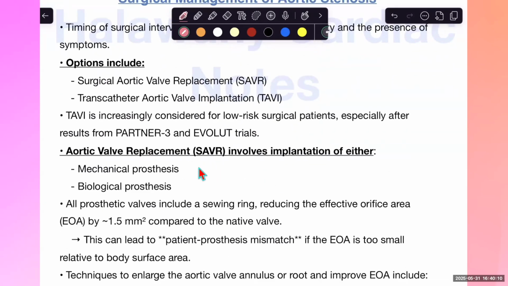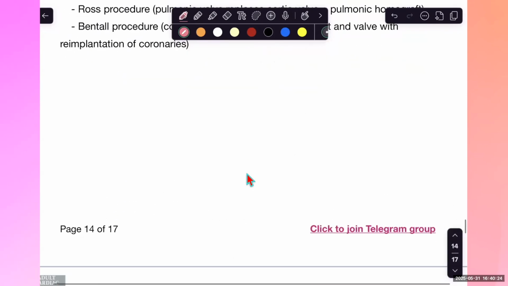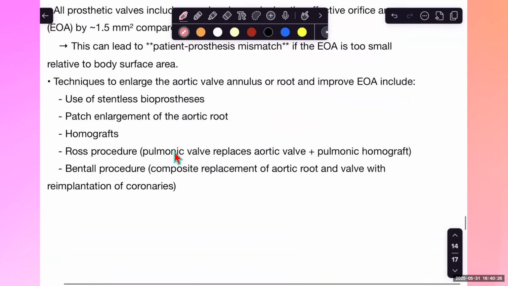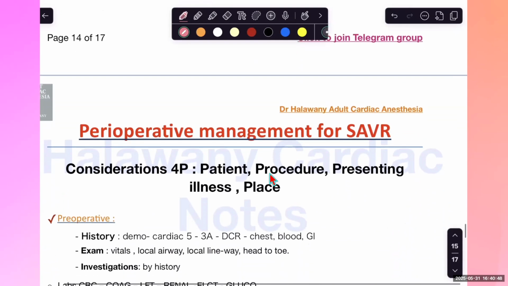SAVR is usually the one we are doing in the OR, surgical. Either you will choose a mechanical prosthesis or biological. All prostheses have a sewing ring. We will not speak about it also. Better to leave this one to the TEE. Techniques to enlarge the root: sometimes, if you want to replace the aortic valve and keep it big, use a stentless prosthesis or do patch enlargement or homograft or do Ross or Bentall. But as I told you, we'll discuss more if we are speaking about the TEE.